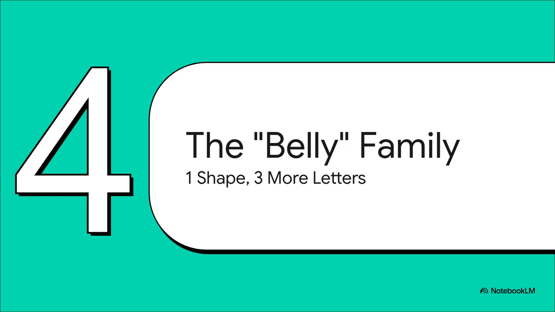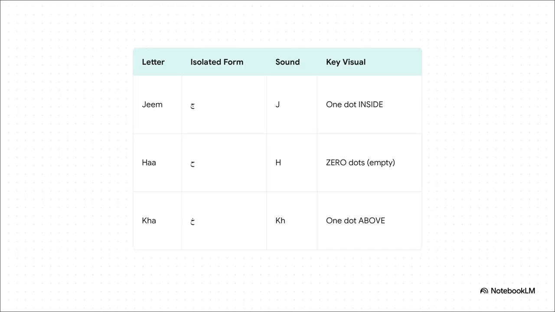We're going to use that exact same pattern recognition trick to learn our next group of 3 letters. This is the belly family. And just like before, all you need to do is focus on that one core shape and just watch where the dot goes. Okay, here we go. Jeem, ha, and kha. Notice they all have that same big, curvy shape. We'll call it a belly. Jeem, which sounds like J, has a dot inside its belly. Then there's ha, which is a breathy huh sound. It's completely empty. It has 0 dots. And finally, kha, which has that throaty kh sound, has 1 dot right above its head.